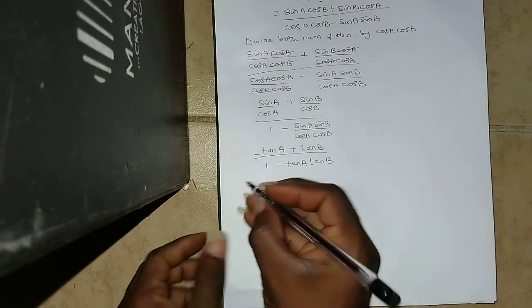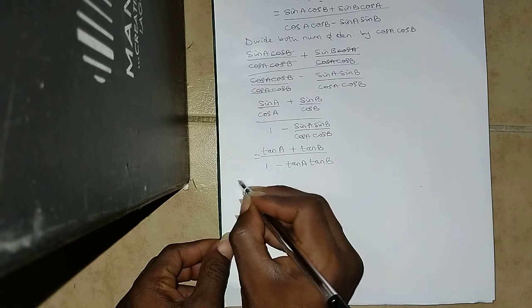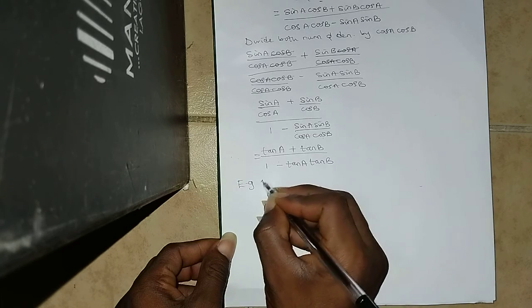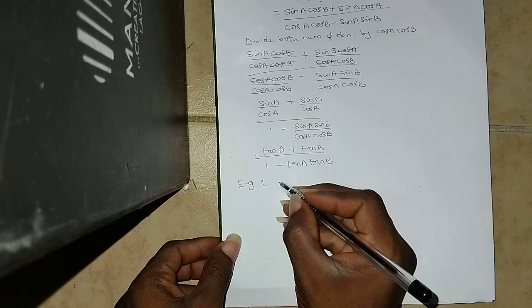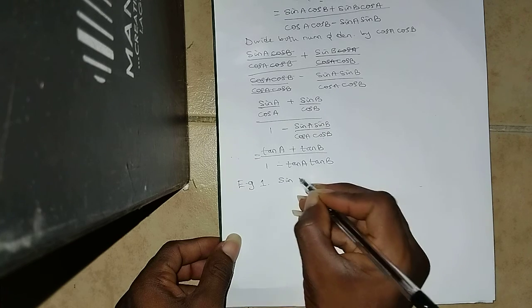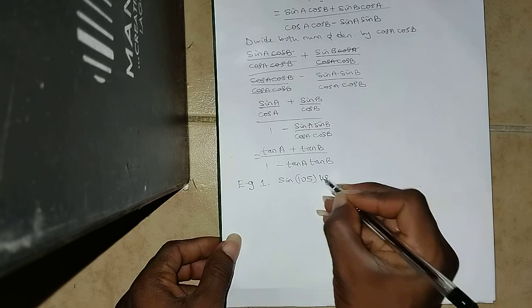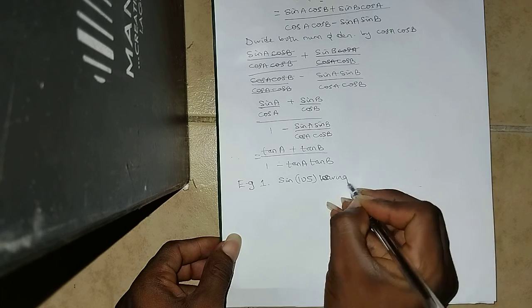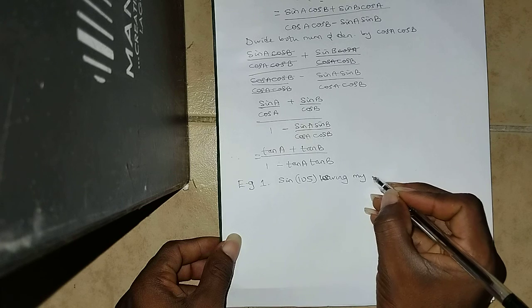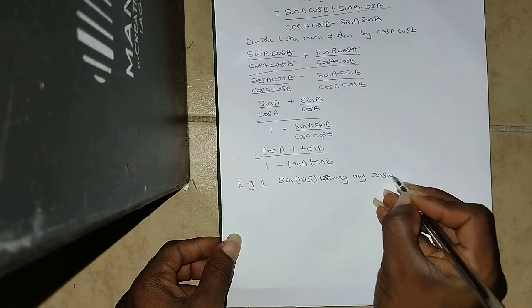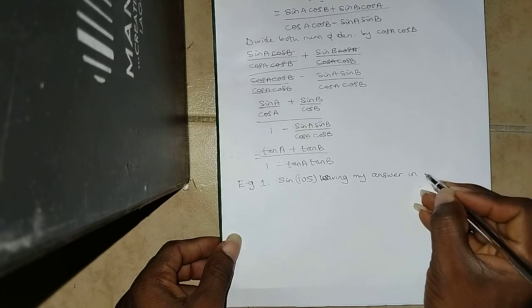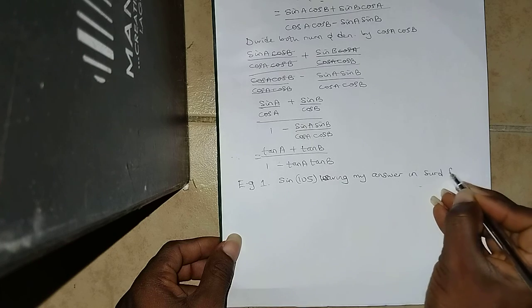So we'll solve some simple examples under compound angles. Example 1: solve for sine 105, leaving your answer in surd form.